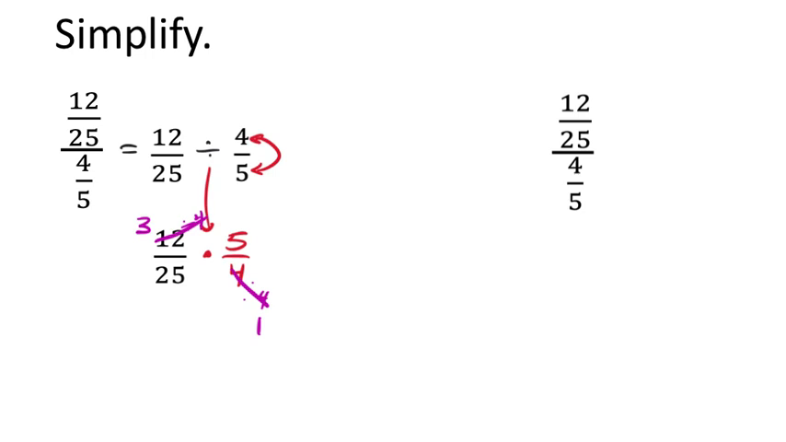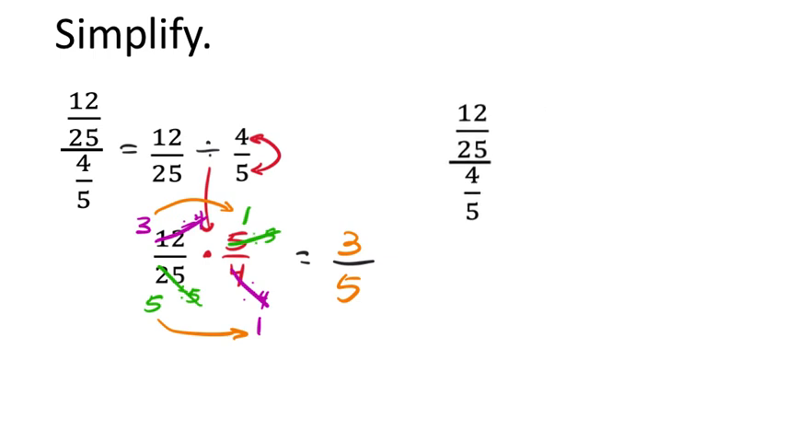5 and 25 are both divisible by 5. Okay, so 5 divided by 5 is 1. 25 divided by 5 is 5. And now we are ready for multiplication. Final answer is just 3/5. Correct. So 3 times 1 in the numerator is 3. 5 times 1 in the denominator is 5. 3/5, done. Okay, so how does that differ from that other method? It doesn't, it just shows the work a little bit differently, in my opinion. That's what I would say.